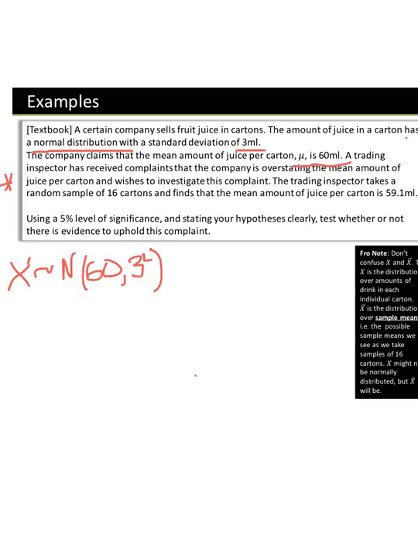A trading inspector has received complaints that the company is overstating the mean amount of juice per carton and wishes to investigate this complaint. The trading inspector takes a random sample of 16 cartons and finds that the mean amount of juice per carton is 59.1 millilitres.